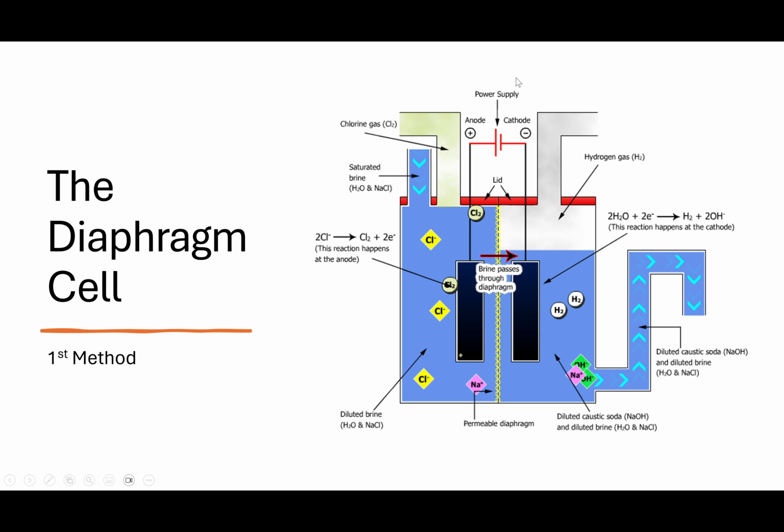We know that we have the anode and the cathode here, and we have the brine passing through a diaphragm that allows us to now rip hydrogen gas and chlorine gas from what's happening here. So we can rip hydrogen gas from the brine, and we can also produce sodium chloride. So that's what we're looking at: the production of sodium chloride and of hydrogen gas as a byproduct.